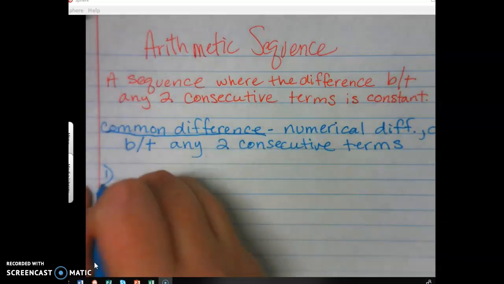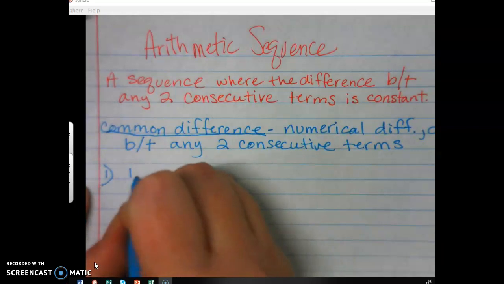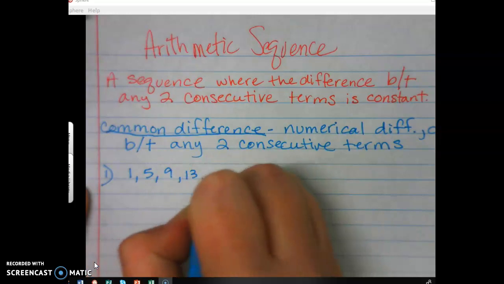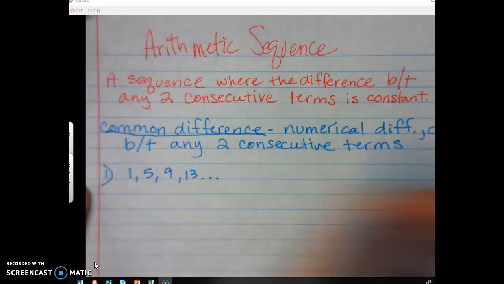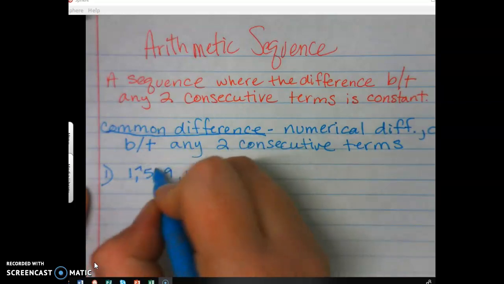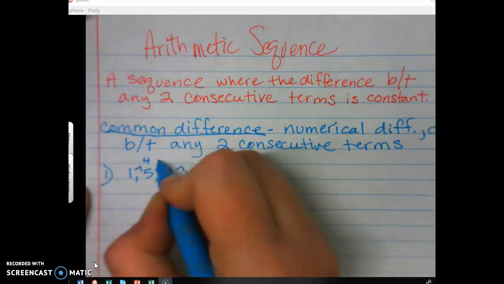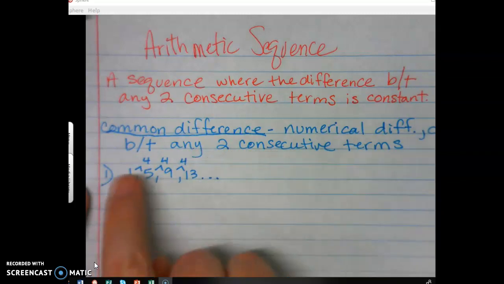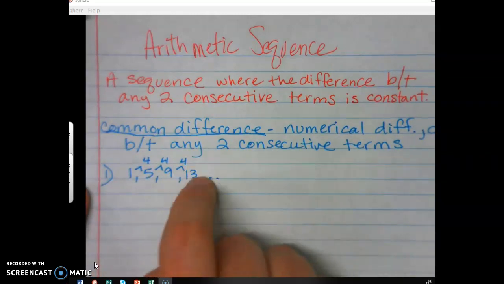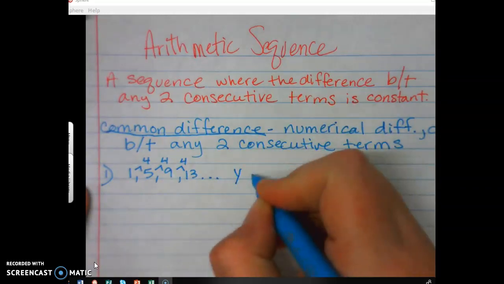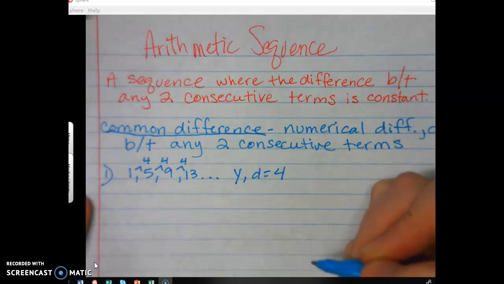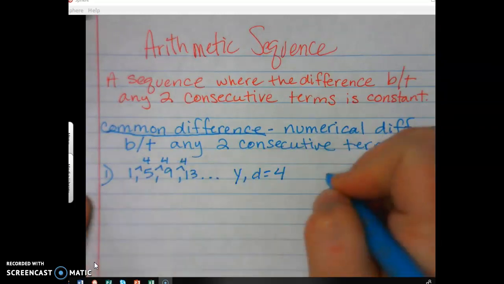Okay, this is example 1. If I have a pattern of 1, 5, 9, 13, is there a difference between 1, 5, 9, and 13? What's the difference here? 4, 4, 4. I'm adding 4 each time. Adding or subtracting. Those are the key words. So yes, my D equals 4.